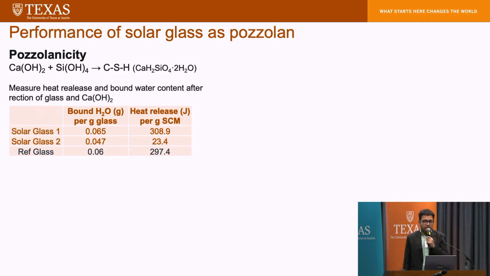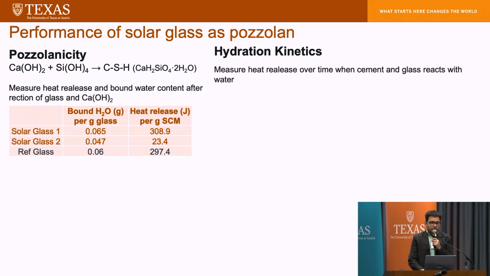And we also used a calorimeter measurement, where we evaluate how much heat is evolved over time to see how much calcium silicate hydrate is forming. We found that solar glass 1 and the reference glass behave quite similarly, both in bound water content and in heat release. But solar glass 2 was much worse in pozzolanic reactivity, again because it is much coarser.